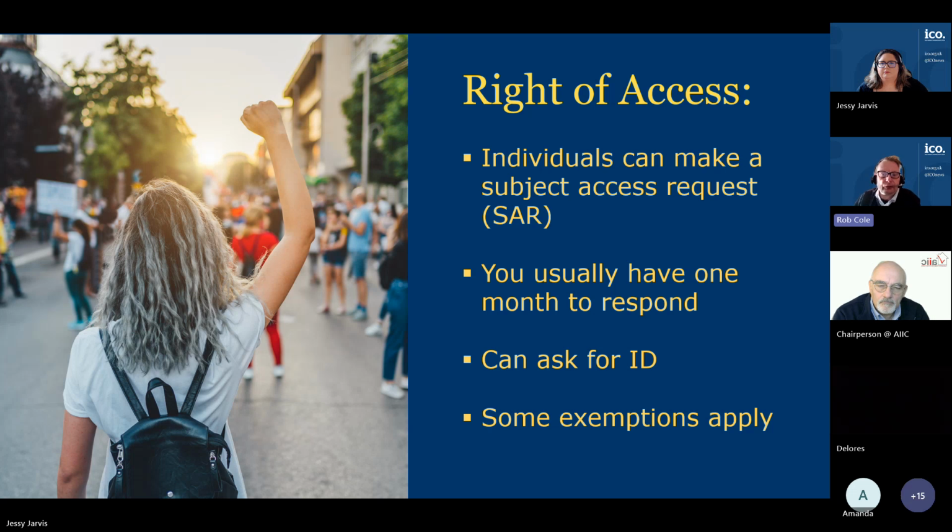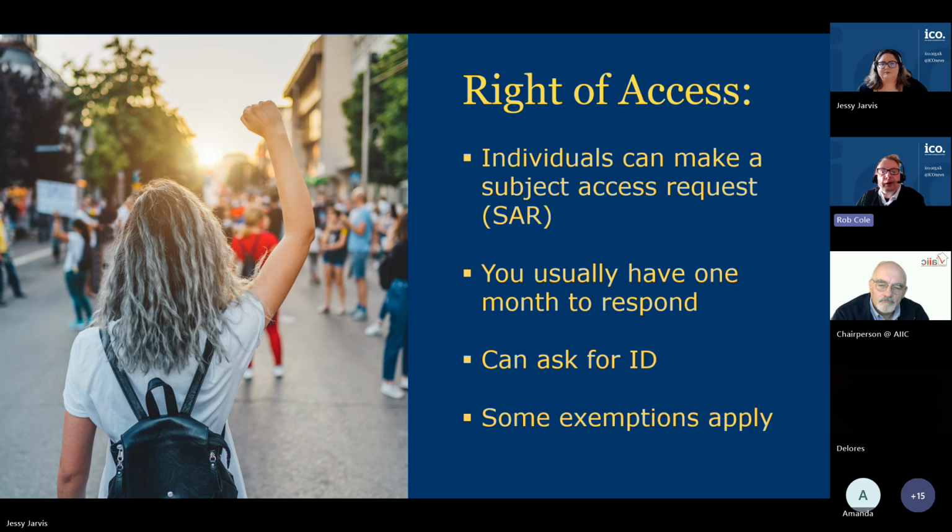So right of access, or SAR as we call it. In our team, this is the topic that we get the most questions about from organisations by a long way, and always has been as long as I've been at the ICO. It's probably the most well-known of all the individual rights.